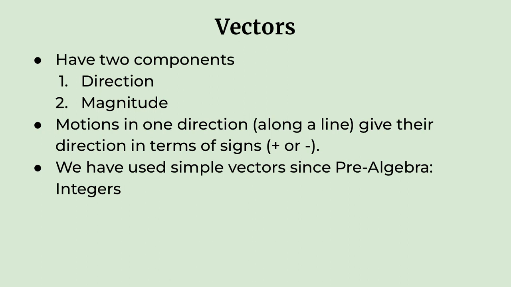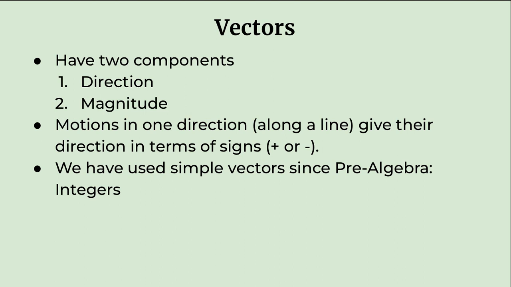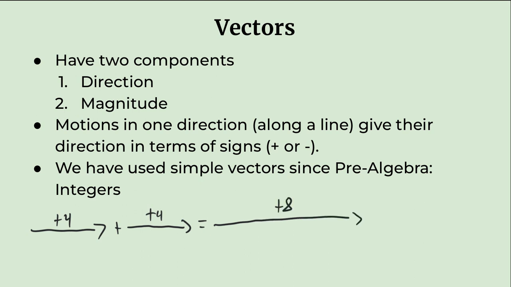So we've used simple vectors ever since pre-algebra when we look at integers, which are just positive and negative whole numbers. So examples such as negative or positive 4, plus positive 4 equals positive 8. Add those two vectors together and you get a bigger vector.